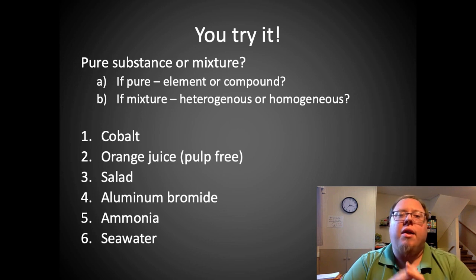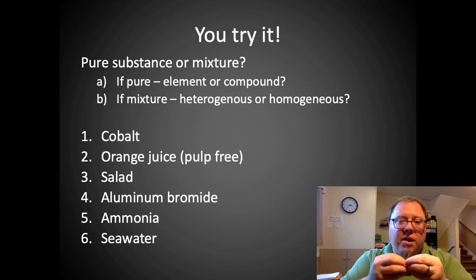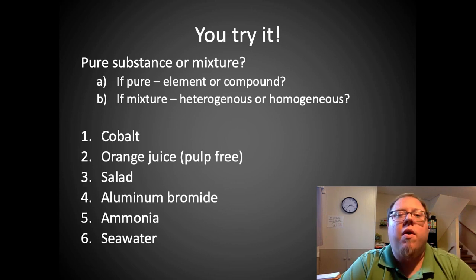Right? Salad, that's a mixture. It's heterogeneous because it's got big chunks that you can kind of pull out there. Aluminum bromide, that is a compound, so it would be pure. And it'd be a pure compound between aluminum and bromine. They're bonded together to make aluminum bromide.